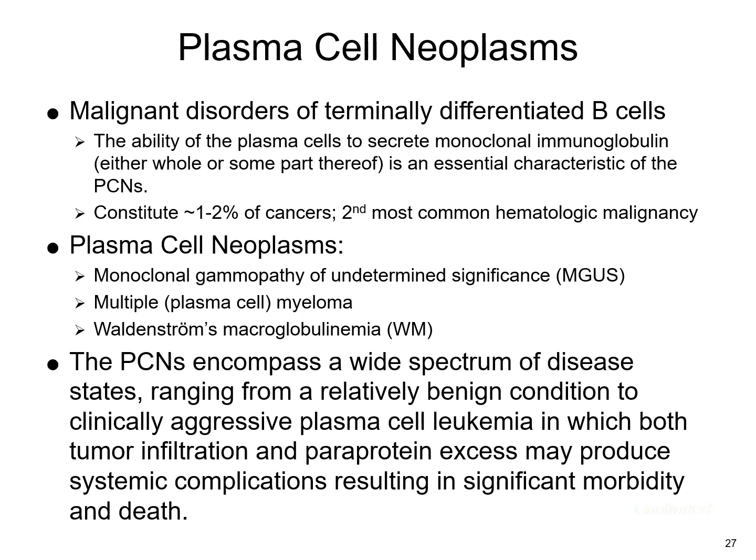Now, they encompass a wide spectrum of disease states, ranging from some relatively benign conditions, an example of this would be monoclonal gammopathy of undetermined significance, where they could present with only a presence of a paraprotein, to a clinically aggressive plasma cell leukemia in which the tumor infiltration and the paraprotein excess can actually produce systemic complications that will result in significant morbidity or death of that patient.